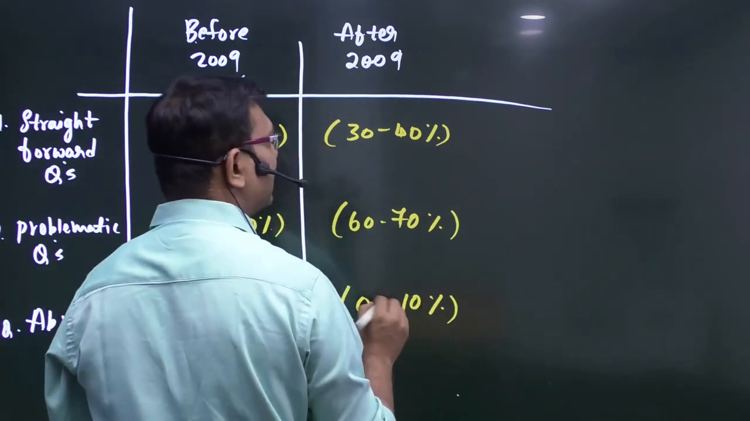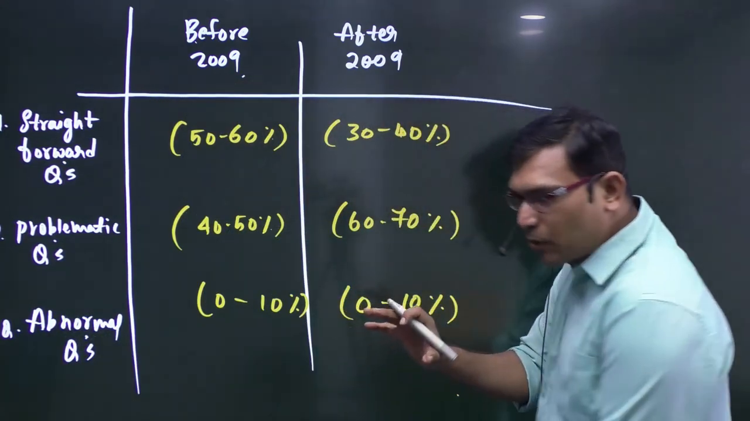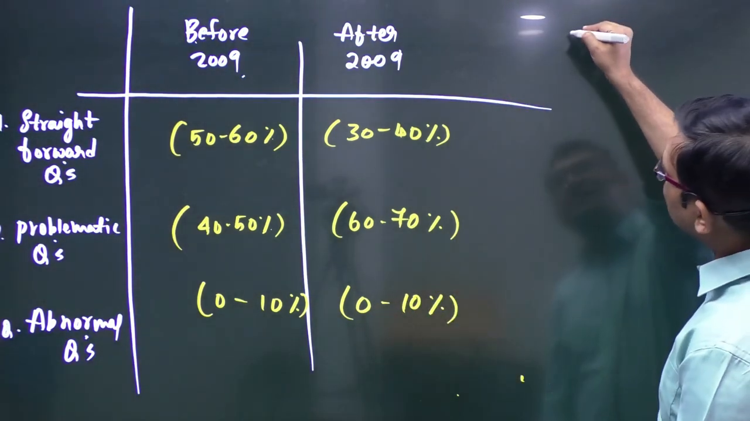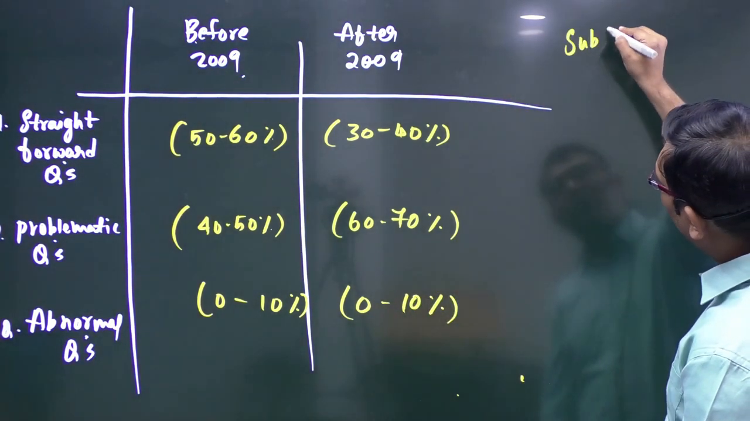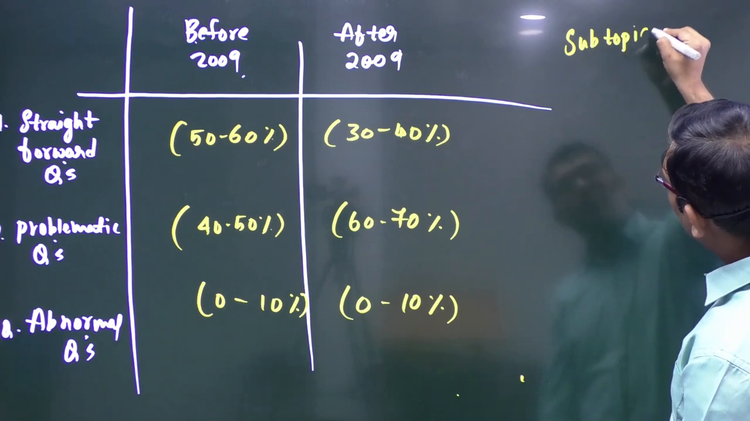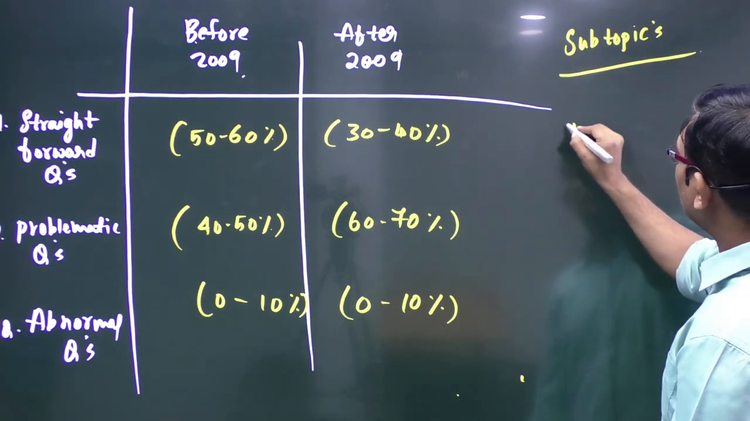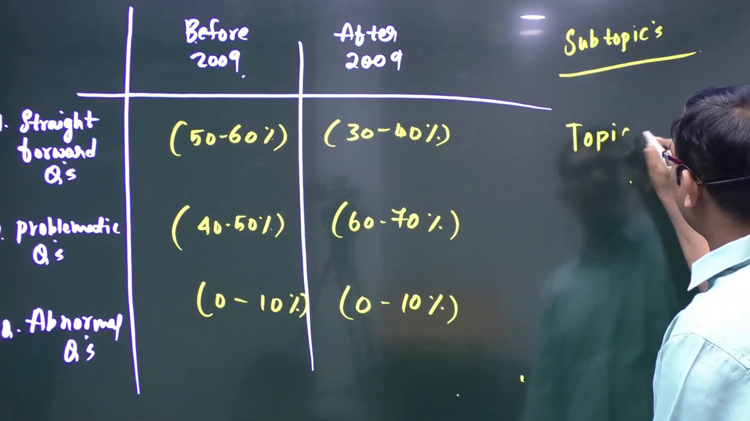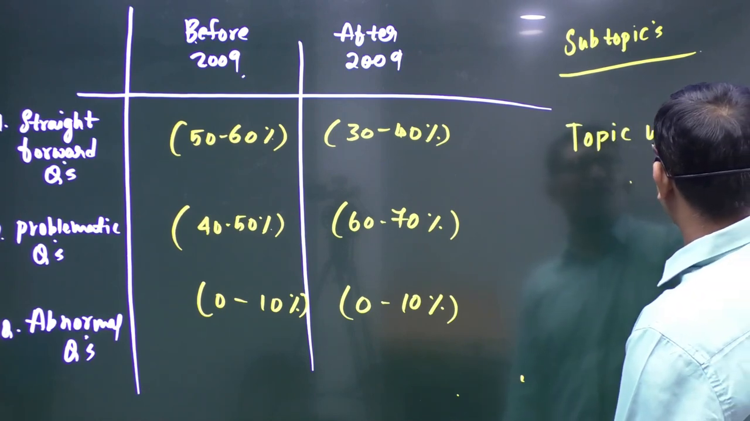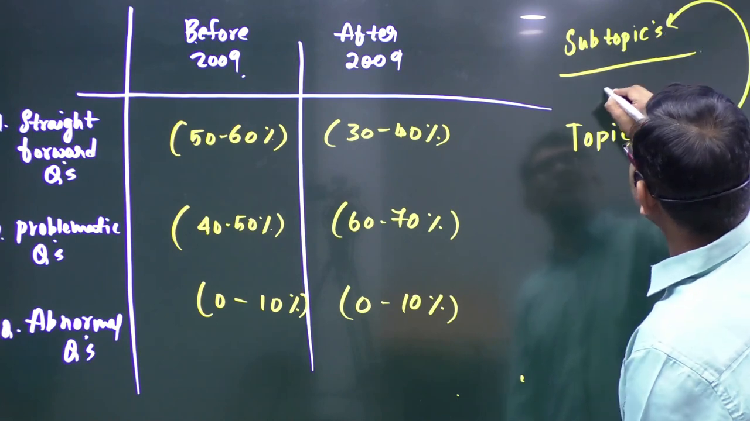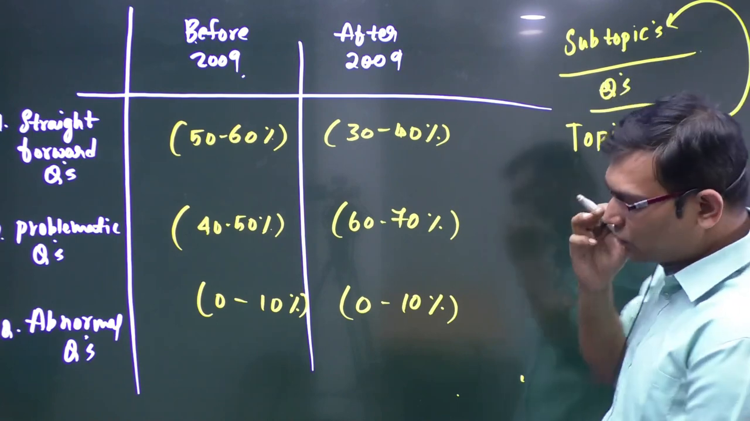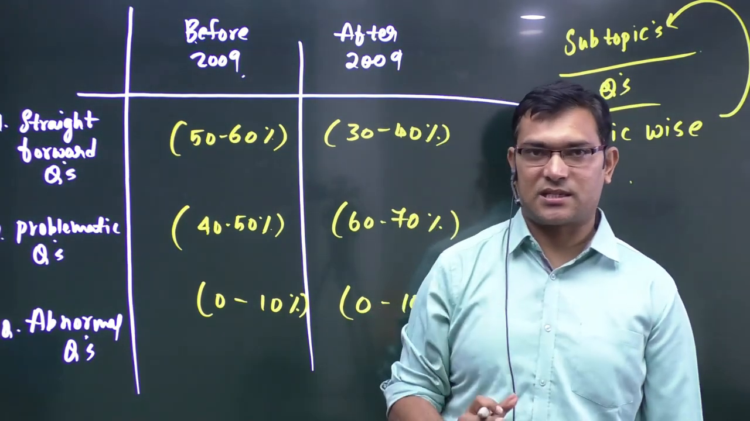So what happened here is that the problematic questions, that is the subtopic questions, have come from the subtopics. Mostly if you study topic wise, but if you forget these subtopics, the questions came from here. So that's why people are not able to succeed.